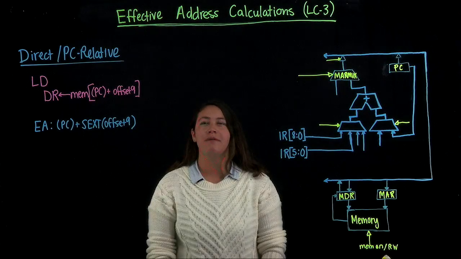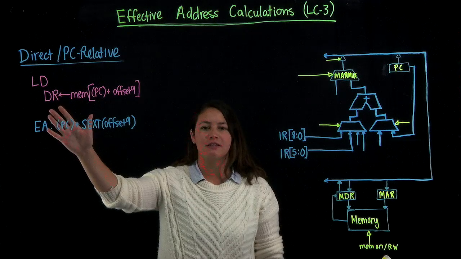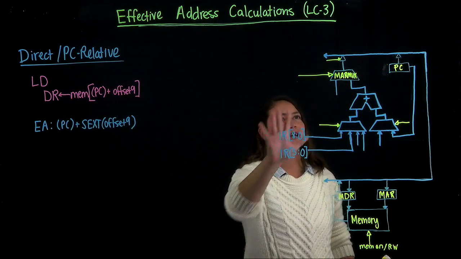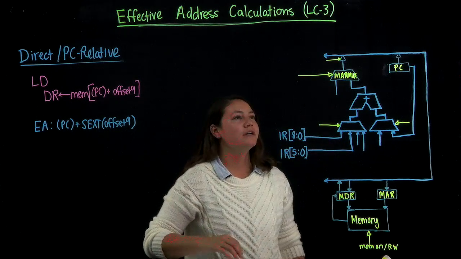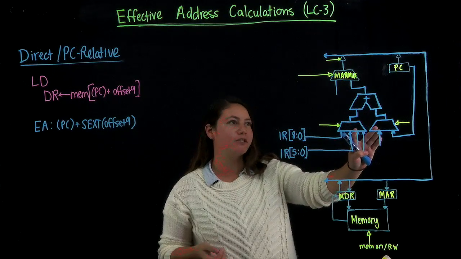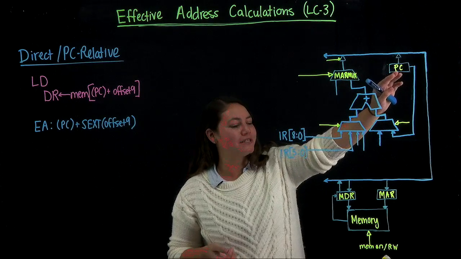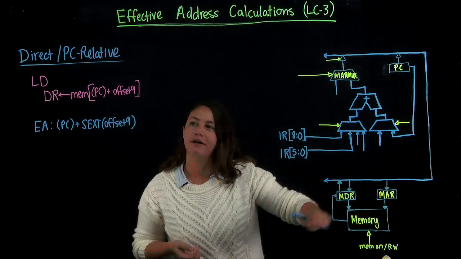Okay, so we're going to finish up here and start talking specifically about direct or the PC relative addressing mode, and look how we can do that address calculation on the simplified LC-3 data path. So over here I have drawn the address adder, the two address adder multiplexers, the MARMUX, the PC, and then the memory down here with the MDR and the MAR.